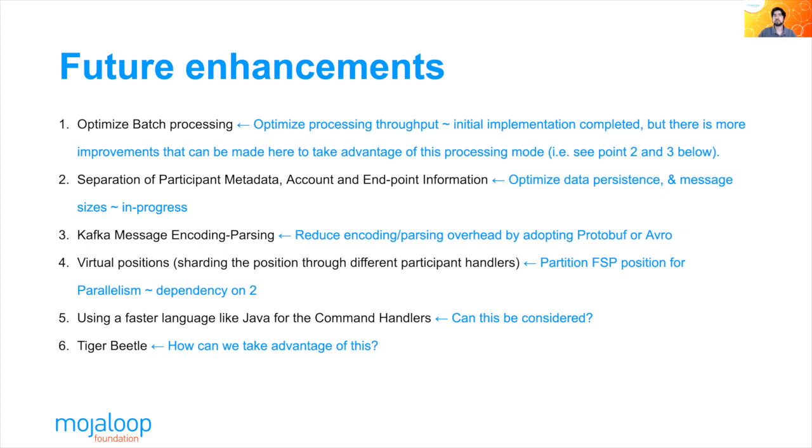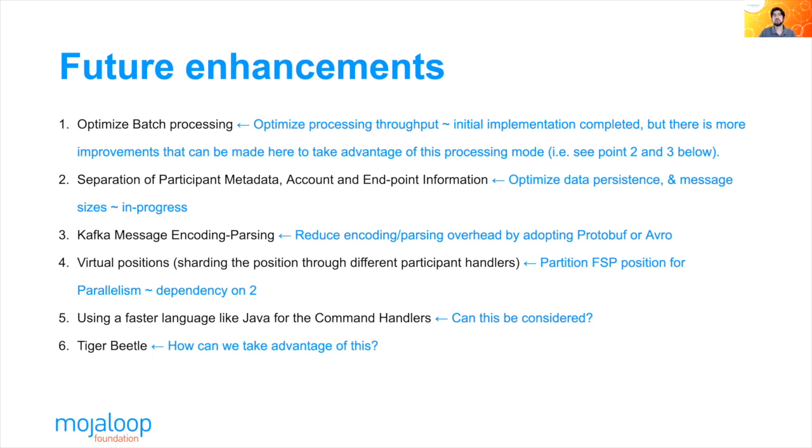And the second point is specifically about separation of participant metadata and account and endpoint information. At the moment, when we have a change to a participant, a position change, or an update to an account, we are currently updating a single object that represents that participant. By separating that participant out into individual entities, we are able to update and persist much smaller data representations. This means we're saving less data into Redis, and the messages we're producing on Kafka will also be smaller.